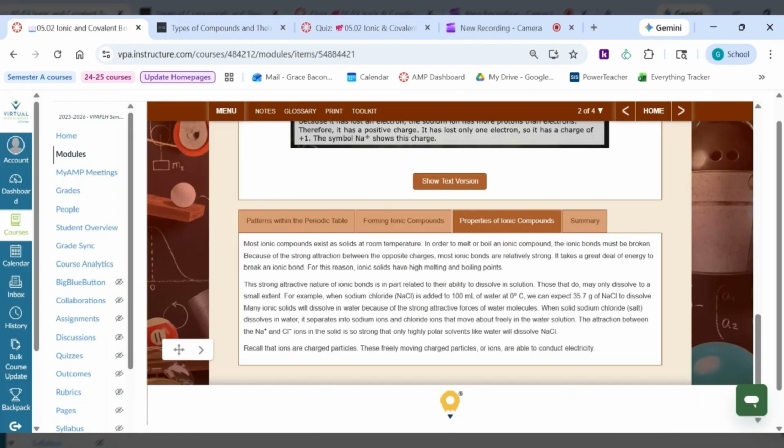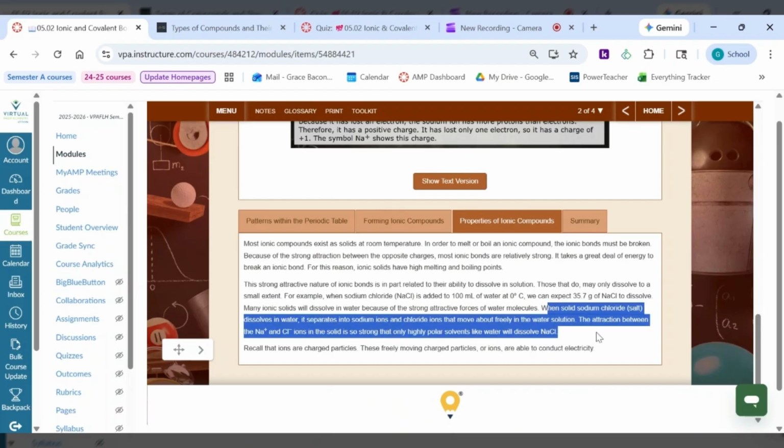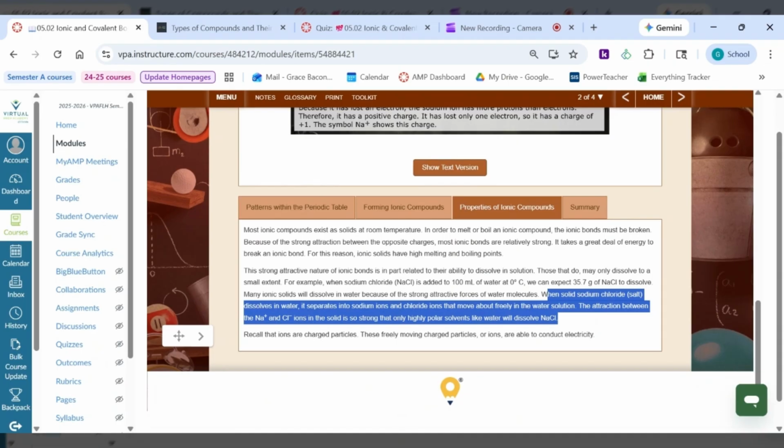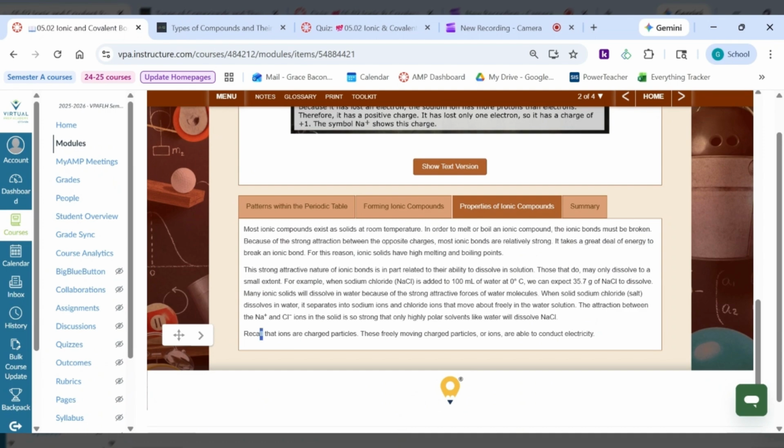And then let's see. I have, and here's my conductivity here as well. So when solid sodium chloride dissolves in water, it separates into sodium ions and chloride ions that move about freely in solution. The attraction between the Na and Cl ions in the solid is so strong that only highly polar solvents like water will dissolve NaCl. Recall that ions are charged particles, and freely moving charged particles or ions are able to conduct electricity.